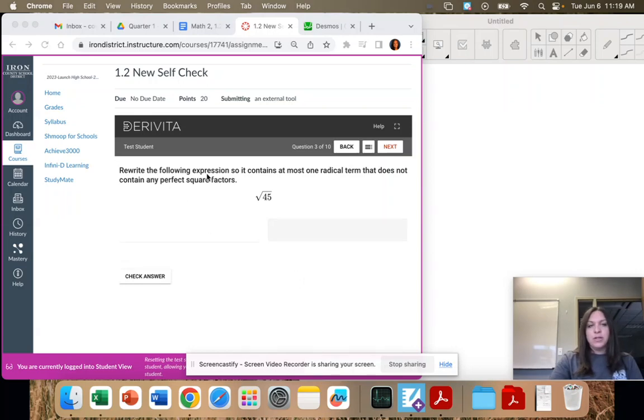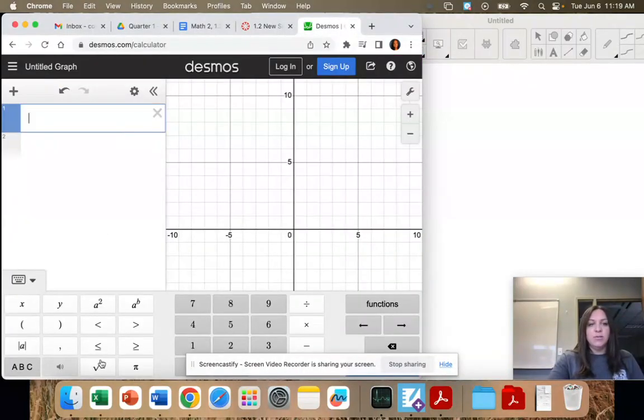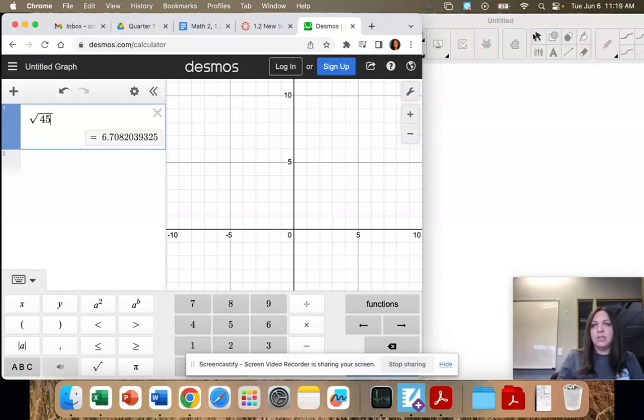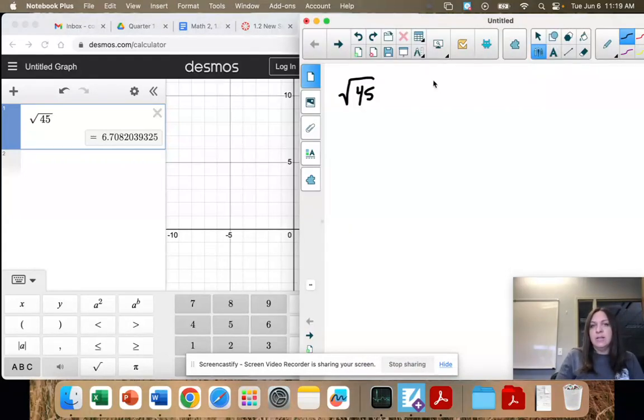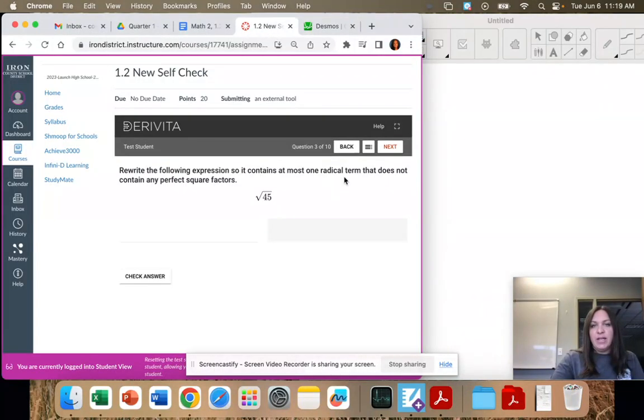So the third one: rewrite the following expression so it contains at most one radical term that does not contain any perfect square factors. So we have the square root of 45, and previously we were putting these in Desmos, and we got a decimal. Okay, so decimal means bad. We can't just put in 6.71.